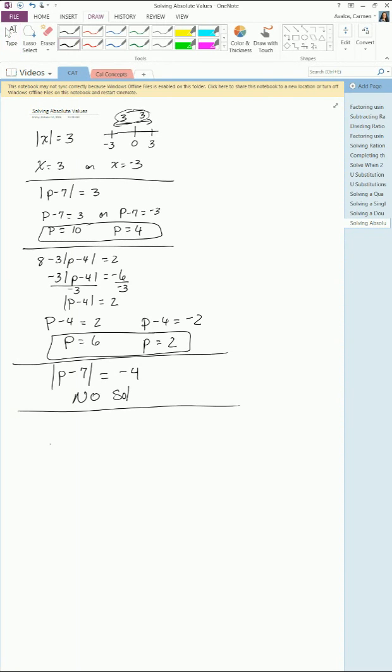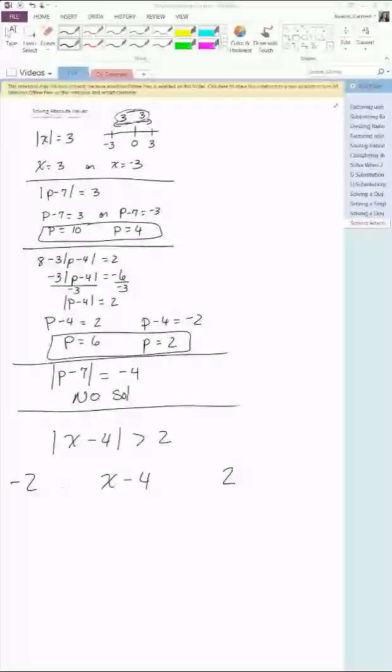So if I said something like x minus 4, the absolute value is greater than 2, then what you need to do is break it up the same way. So you're going to have the x, that's how you get rid of the absolute value. So it's going to be 2, and you're going to have negative 2. And then the positive one is always going to be exactly like the original equation. So in this case, it's pointing to the 2, so here it also has to be pointing to the 2.